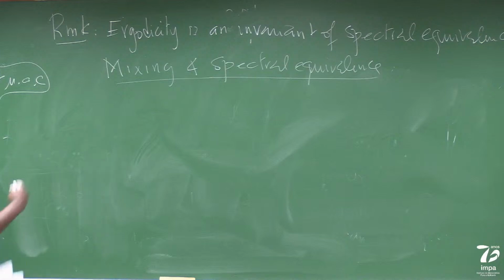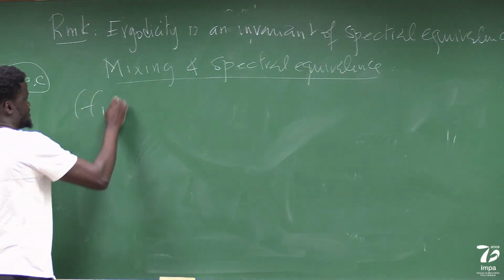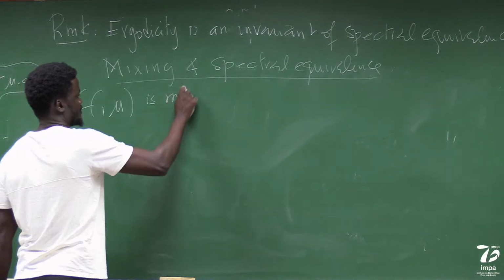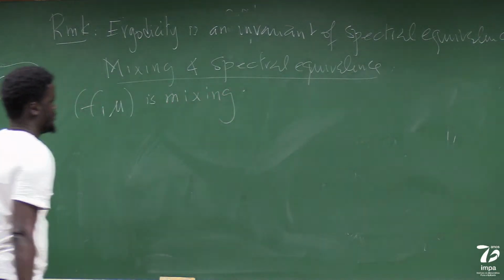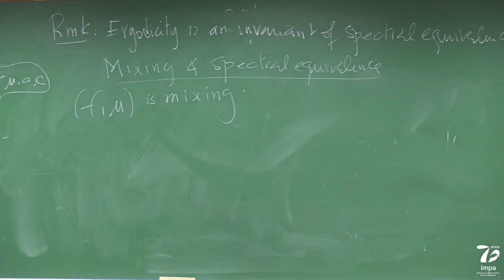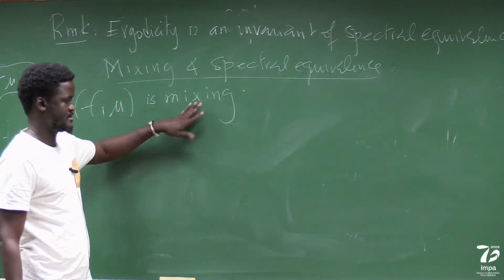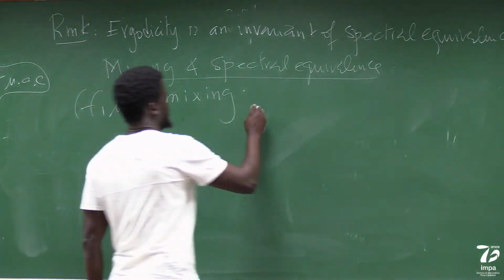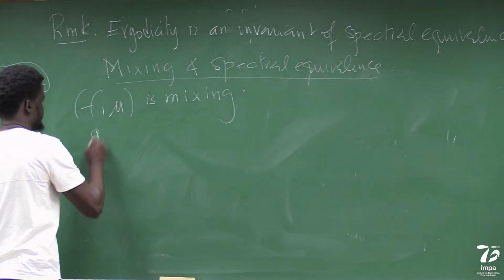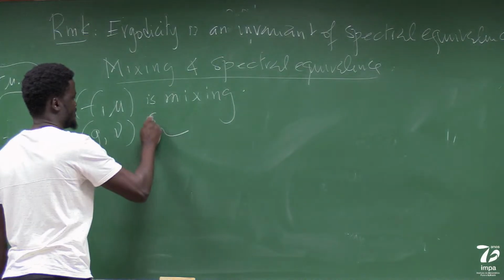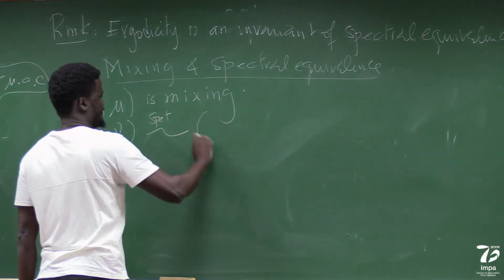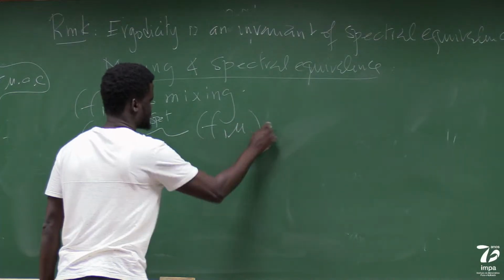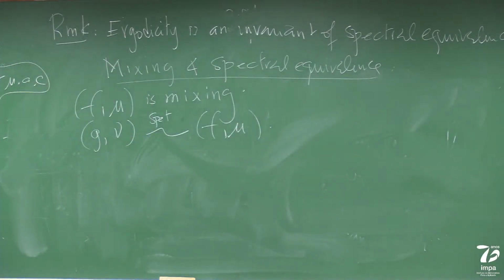So let's suppose that we have a system that is mixing. We know that in particular it is ergodic, because mixing is stronger than ergodic. When I say mixing, I mean measure-theoretic mixing. We discussed this in the previous lecture. And let's consider we are given G ν, which is spectrally equivalent to F μ. Can we conclude that this is also mixing?